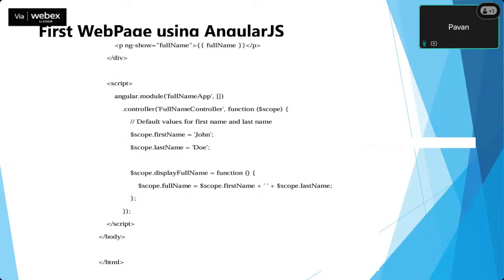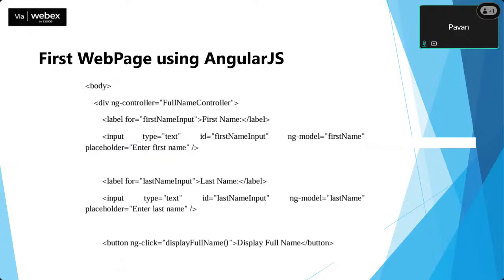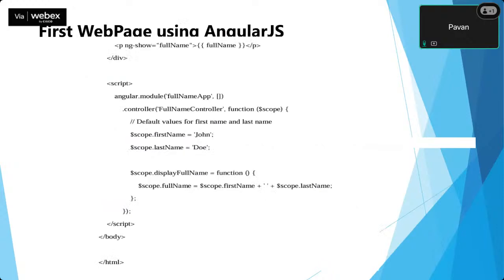And after that, as a controller comes under a certain module, that's why we have written dot controller, and inside that we have written the controller name, that is full name controller, which is present inside this division tag, because we are retrieving data from that part of the controller, right? So that's why we need to mention the name of the controller.